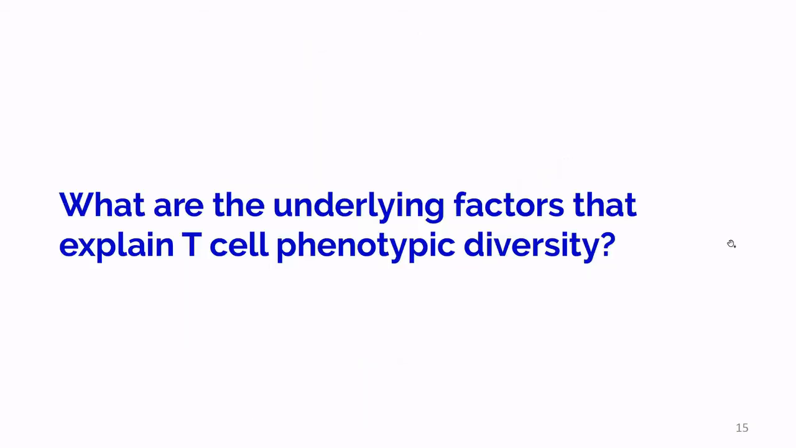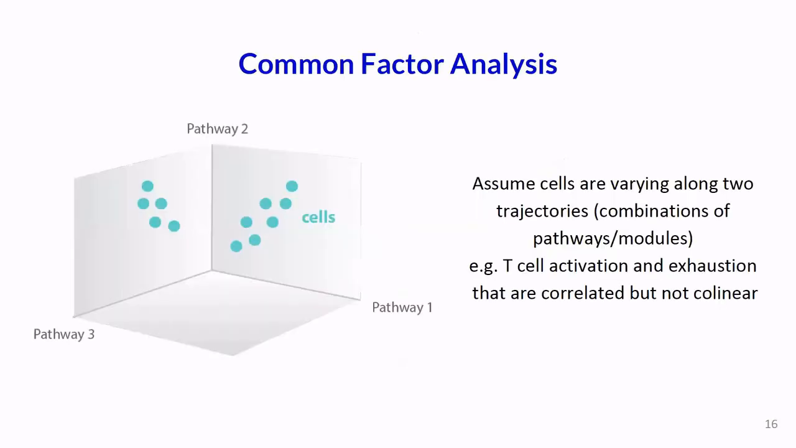So our first question was, can we find, using a systems approach, what are the underlying factors that explain the global phenotypic diversity? To answer this question, we used a technique called common factor analysis. And to illustrate why we decided to use this method rather than other types of factor analysis methods, let's assume we have two sets of cells corresponding to two trajectories, let's say activation and exhaustion of T cells, that could correspond to the same response mechanism in this case.